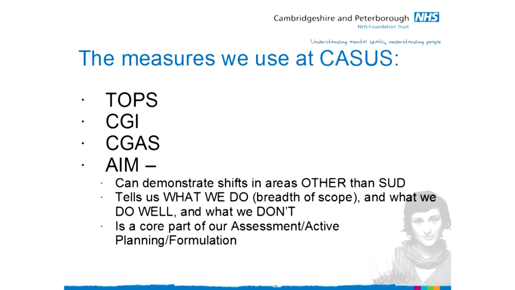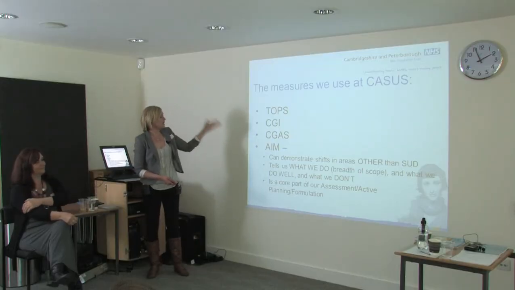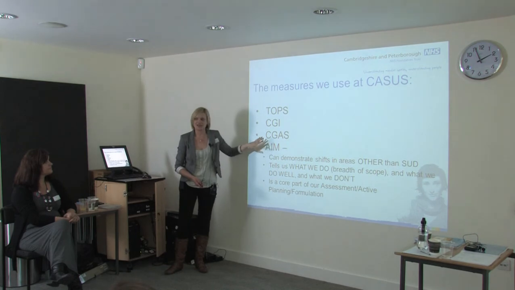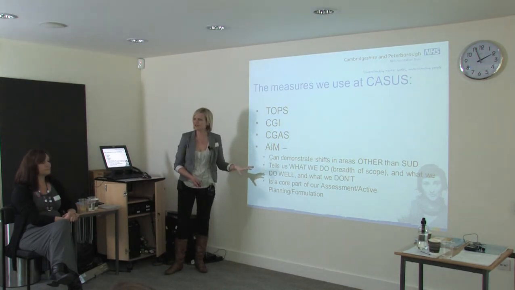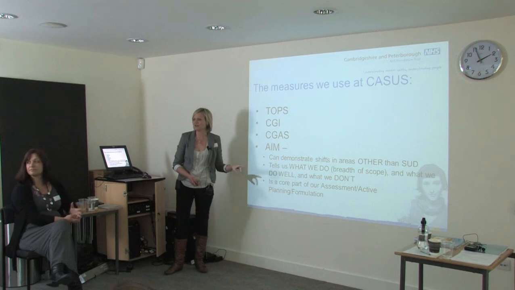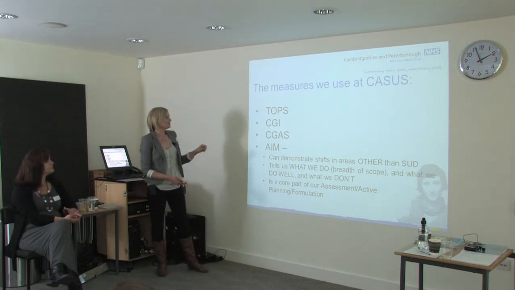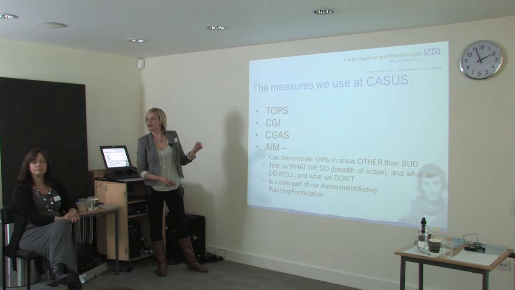Of course, commissioners are totally interested in how well we make people, but these days outcome measures themselves are an outcome. We use the CGI and the CGAS, which most of you will be familiar with. And then we use the AIM, which is the Ambit Integrative Measure, which I wanted to talk a little bit more about. And I don't know how many other services here are using it. Any? No. Okay.